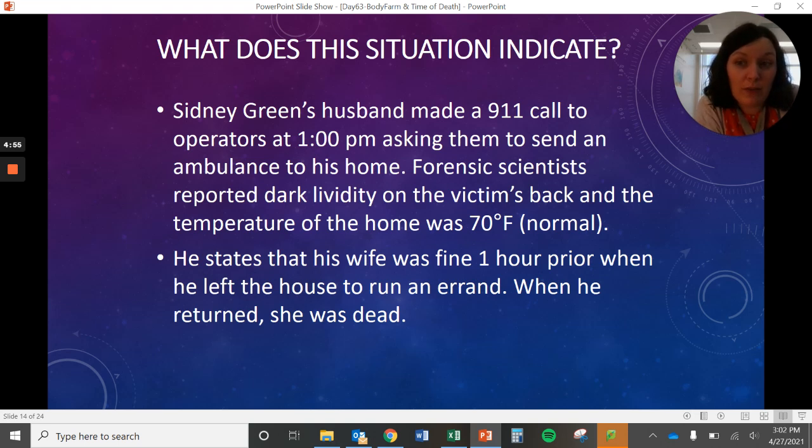So what can we determine about this? So you might notice the dark lividity. We know that dark lividity isn't going to occur until 8 hours after the body has died.